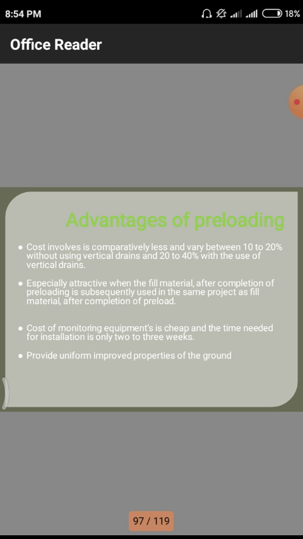For this kind of preloading and others, we have to use a lesser quantity of money and less labor. We don't have to use skilled labor and others. All those works can be completed within 2 to 3 weeks. That means within a span of 14 to 21 days, we have to complete this work. Next, it provides uniform improved properties on the ground. That means by using these preloading techniques, we gain a soil with improved properties.